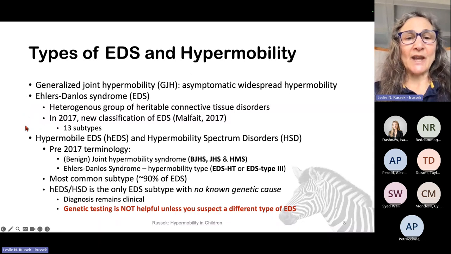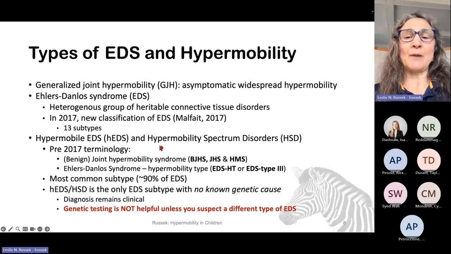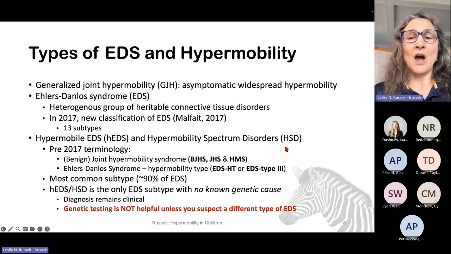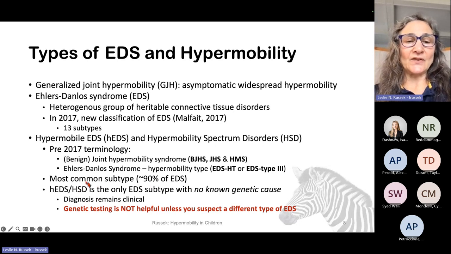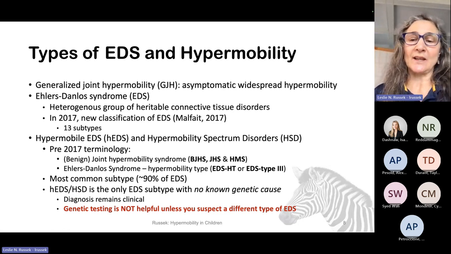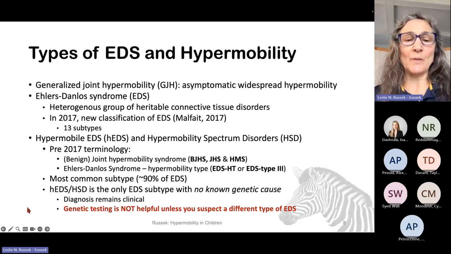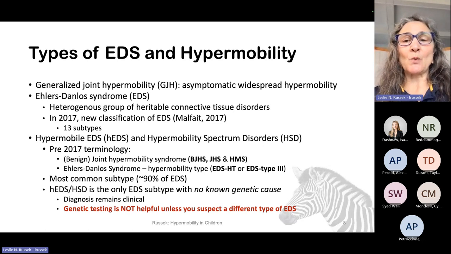There are 13 subtypes of EDS, of which hypermobile EDS, we sometimes say HEDS, and hypermobility spectrum disorder, HSD, are the predominant. That is, they are 90% of all EDS. And the HSD, HEDS variant is the only type of EDS that has no genetic cause that's been identified. So the important take home here, genetic testing isn't helpful unless you suspect something other than the hypermobile type of EDS. And we'll talk about diagnosis in a moment, but just remember that genetic testing won't show you that it is hypermobile EDS or hypermobility spectrum. It'll just show you it's not something else.